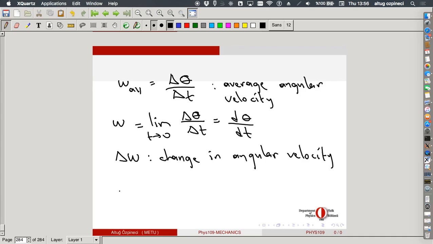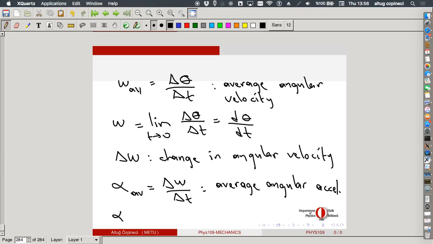And so we can also define the angular acceleration, the average angular acceleration, delta omega by delta t, and we can define the instantaneous one as the limit as delta t goes to 0. These are just analogous to the ones we had in one dimension. In fact, mathematically speaking, they are the same equations, the same definitions.